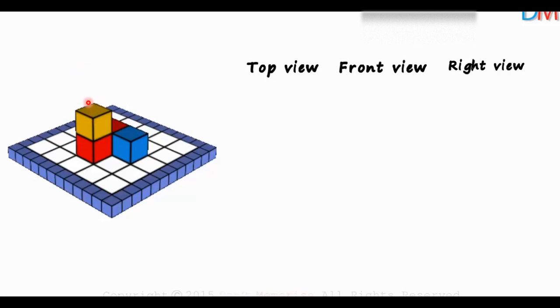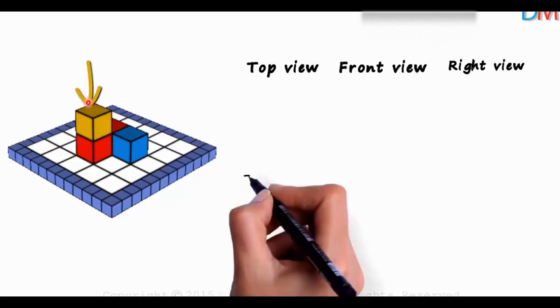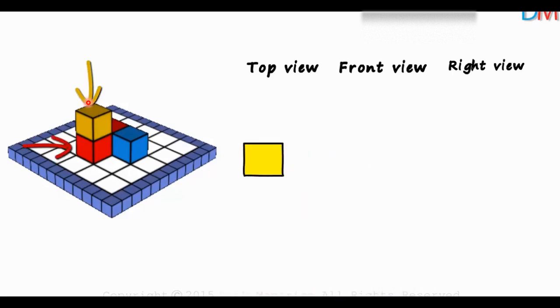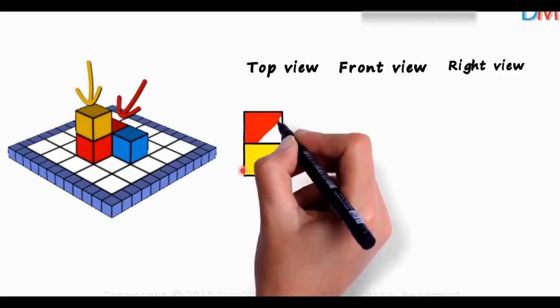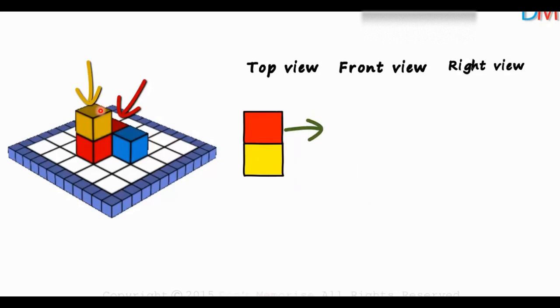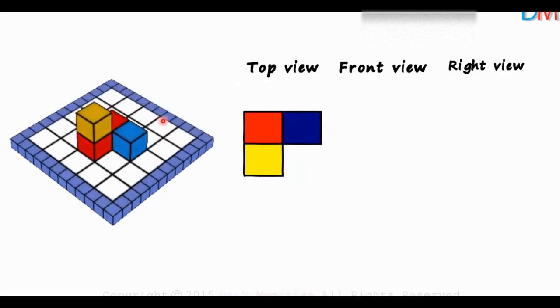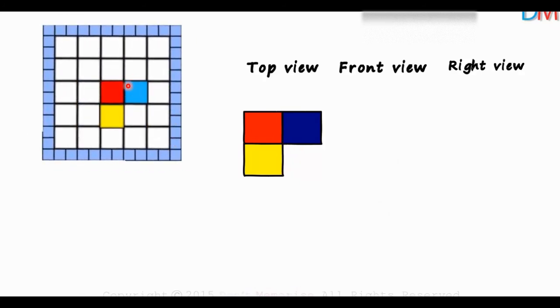When we look at this object from the top, what will you see? Whenever you draw the views, you have to imagine and draw. Here, when we see from the top, we'll see that yellow cube. One side of the yellow cube is a square, so we have to draw one yellow square. Then this red cube won't be visible from the top. So this red cube will be visible. So then red square. Then here this blue square. Okay.